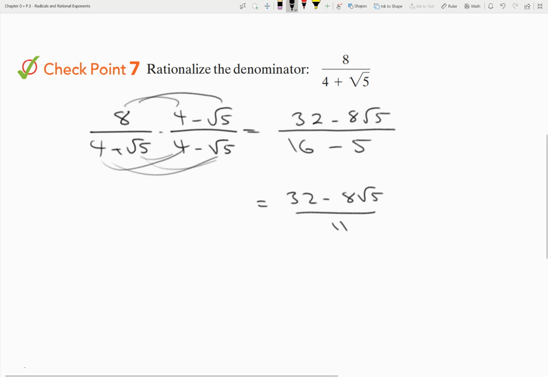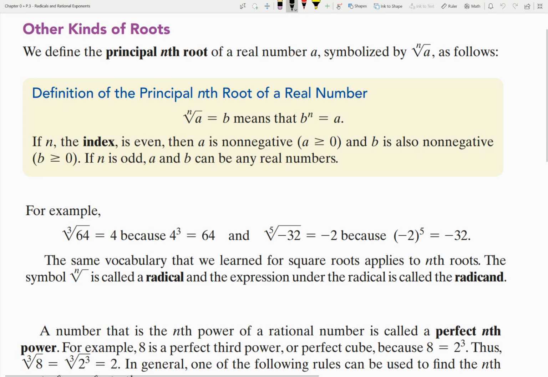So for most of this section so far, we've been talking about square roots. There are other kinds of roots, okay? So we can define the principal nth root of a number, symbolized with a little number right there called the index, as follows. The nth root of a equals b means that b to some power n equals a. So in a square root, that means b squared is equal to a. If it was a 3 up top there, that would symbolize a cube root, which means that b to the third power is equal to a.